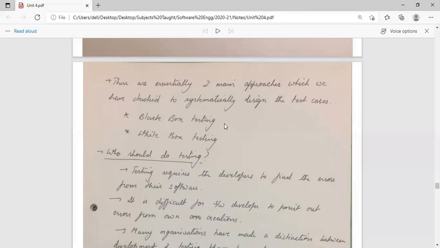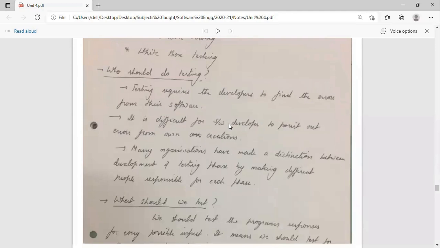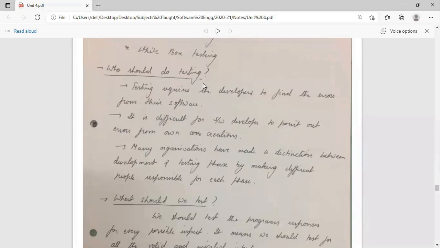Right? And in black box testing, you have boundary value analysis, equivalence partitioning, robust testing, etc. Now, the question arises, who should do the testing? This we have already seen that for white box testing, the main person who can test the code very well is the developer. Developers are the right people to test the source code at the unit level.